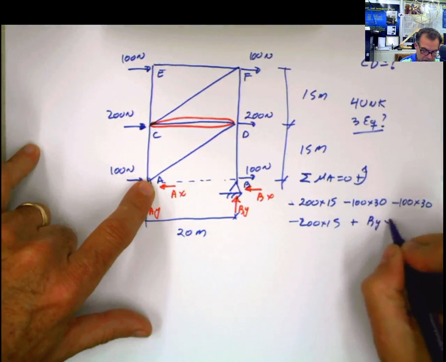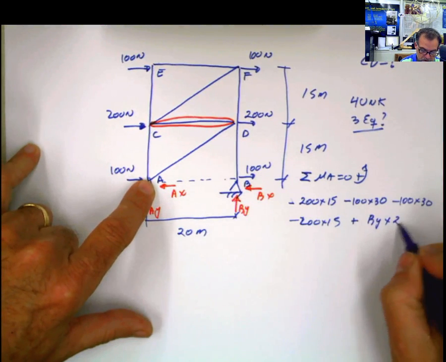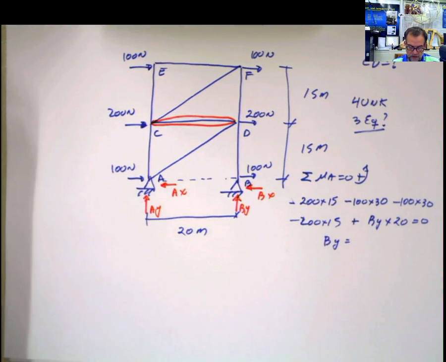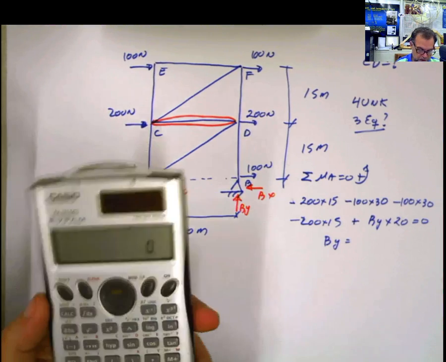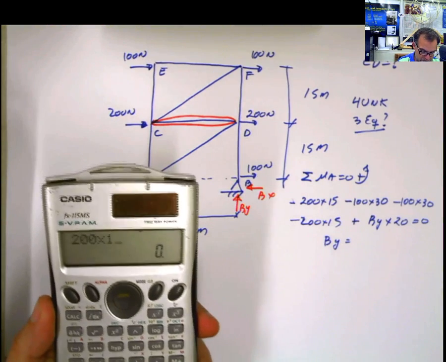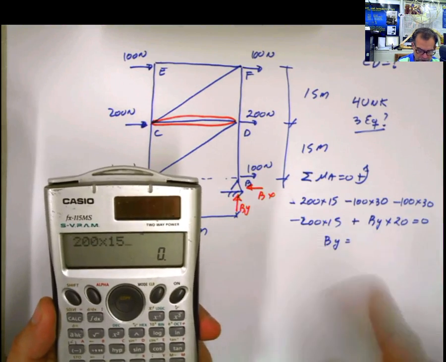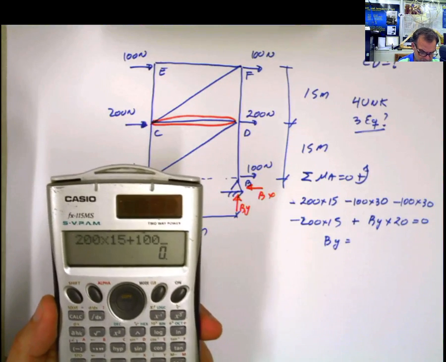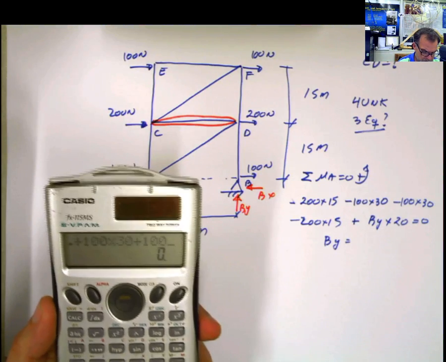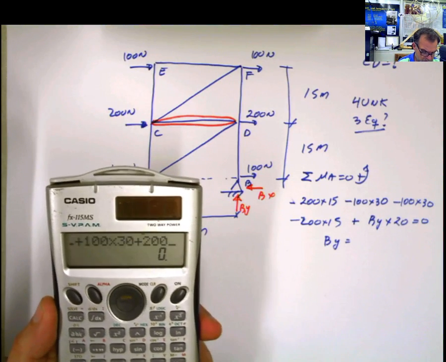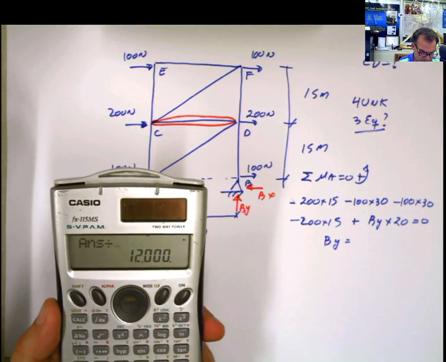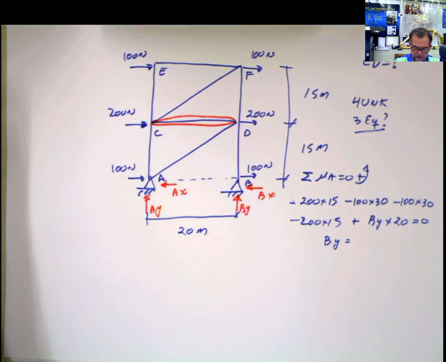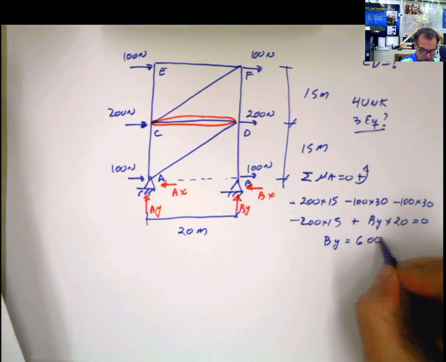By times vertical force, horizontal distance, 20 equals 0. When you solve for that, you get that By is equal to, calculator again, 200 times 15. I'm going to put everything positive, like if I pass it to the other side, plus 100 times 30, plus 200 times 15, divided by 20 equals 600. That's the value for the reaction in Y that I got, 600 Newton.